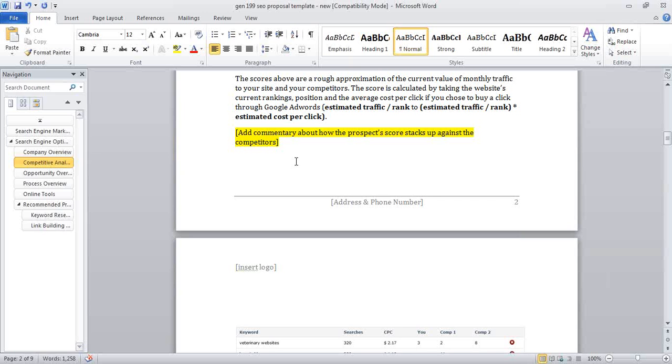And what I think that does is it starts to build some credibility, because you're showing them something that most likely they don't really know. They don't really know how they rank against their competitors, and which keywords their competitors are targeting versus the ones that they already have rankings on.